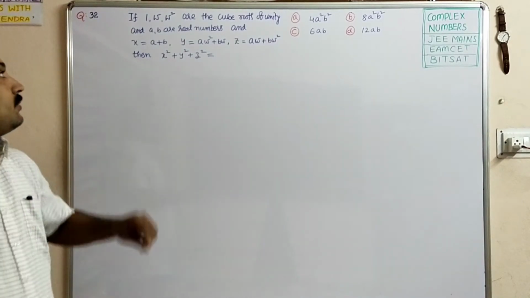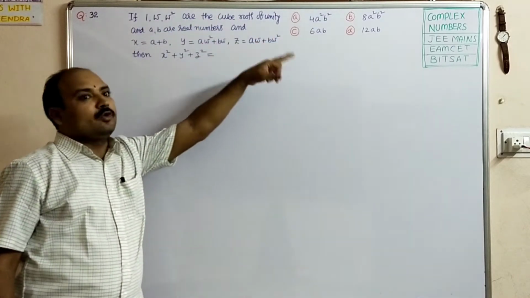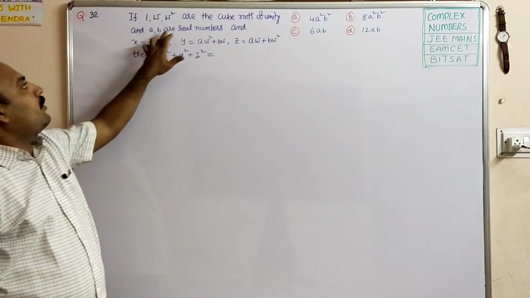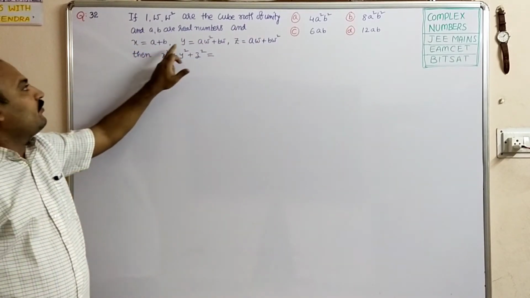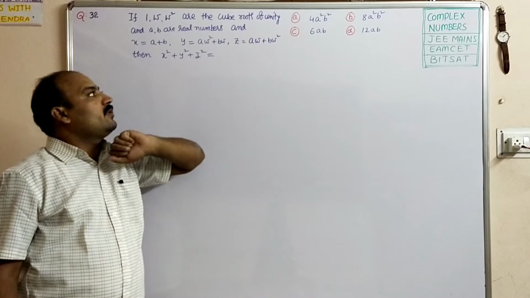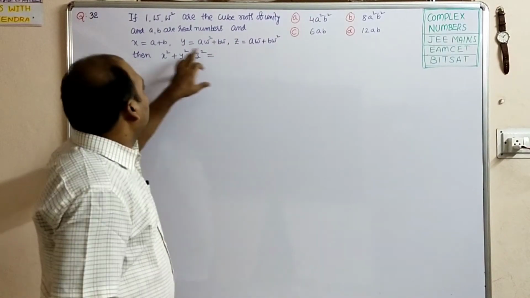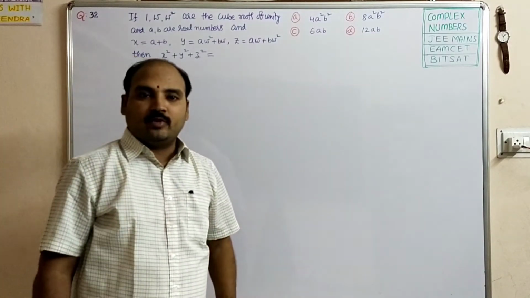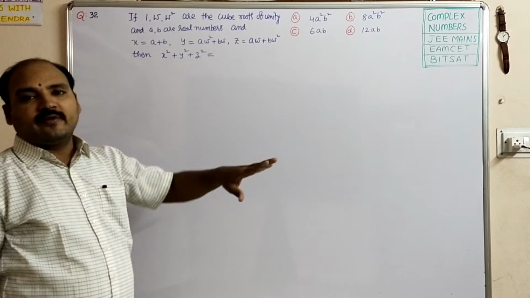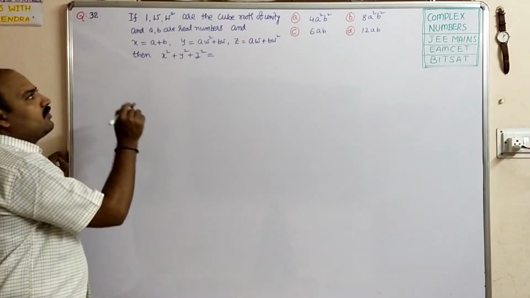The next question. If 1, omega, omega square are the cube roots of unity and a, b are real numbers, and x equal to a plus b, y equal to a omega square plus b omega, and z is equal to a omega plus b omega square, then x square plus y square plus z square equal to. So x, y, z values are already given. Just substitute directly and simplify. And one more thing before that.